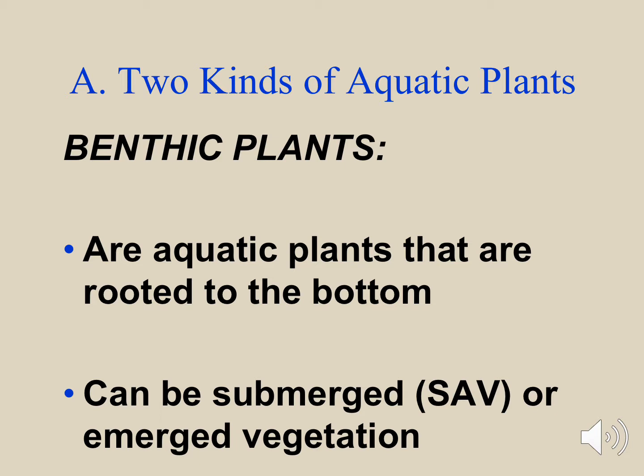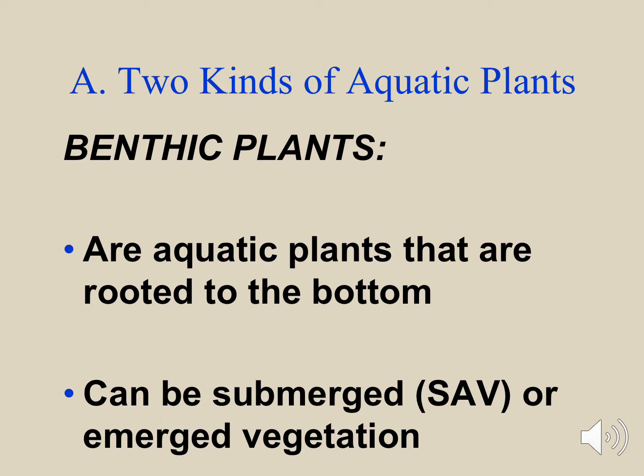Benthic plants are basically aquatic plants that are rooted to the bottom of the water body. So their roots go into the sediment below the lake or the pond, or underneath the reservoir. These benthic plants can be submerged, which means they're rooted to the bottom of the sediment, and these plants grow within the water body but never reach the surface of the water body.